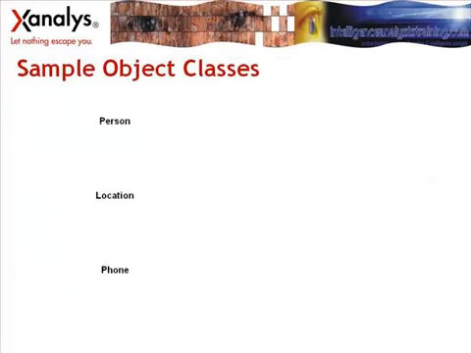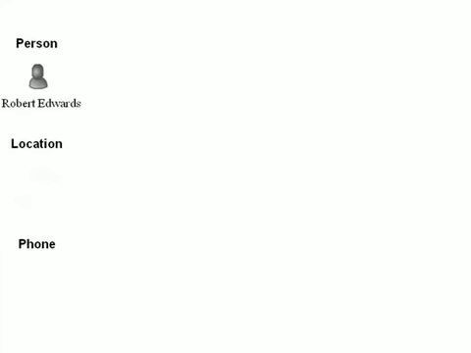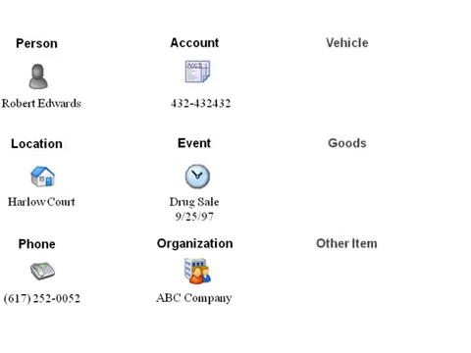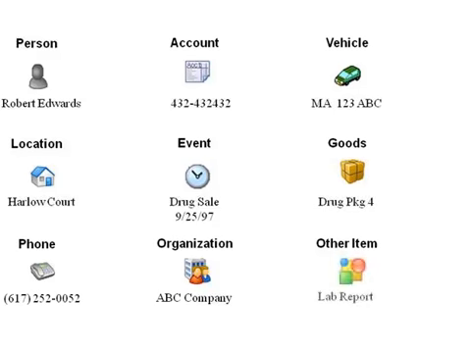Simple objects and classes that you may find. We have got people, locations and phones. We have also accounts, events and organizations. Again, you can see vehicles, goods and other items, numerous other items that can be picked from the database.